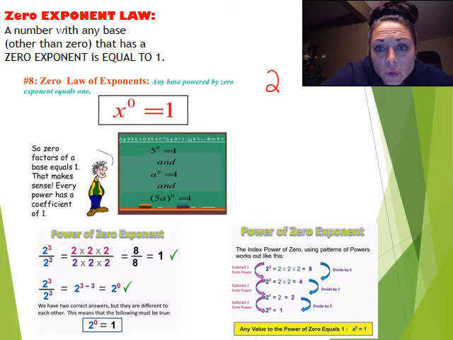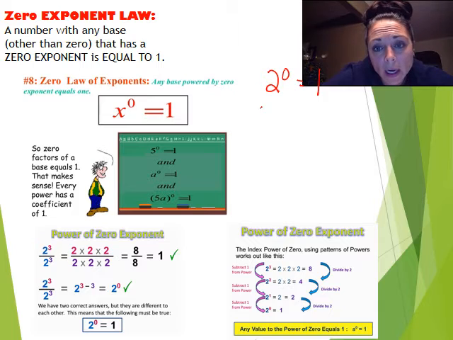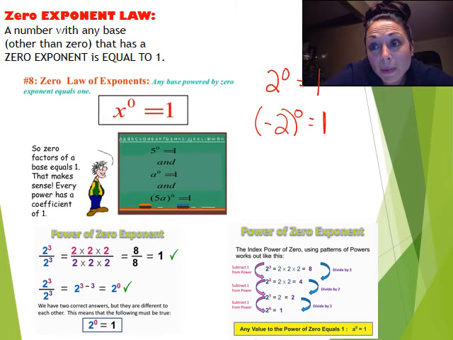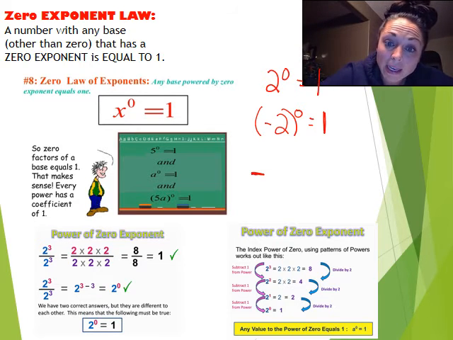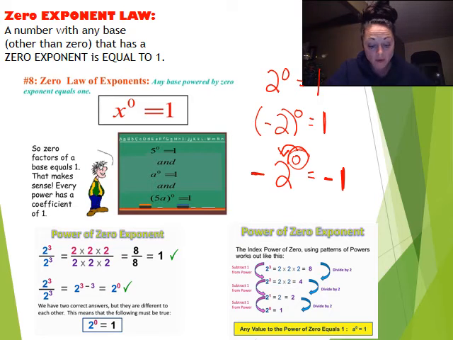So if I have 2 to the power of 0, that means it's equal to 1. Now remember we have to apply our bracket rule. So if we have negative 2 to the power of 0, in brackets, that is also equal to 1, because those brackets mean everything in here belongs to that power of 0. Now if we have a negative 2 to the power of 0 without brackets, remember this exponent only applies to this 2, so we need to apply the bracket rule. So our answer is going to be a negative 1.